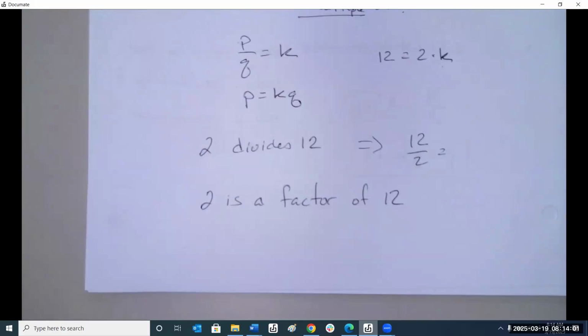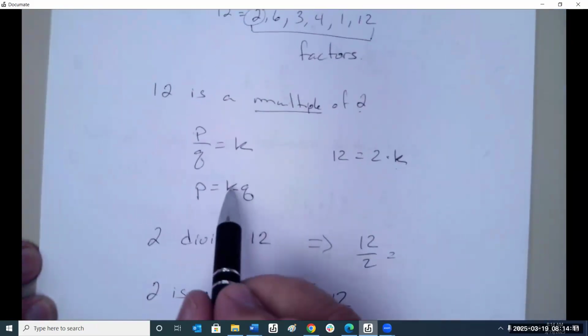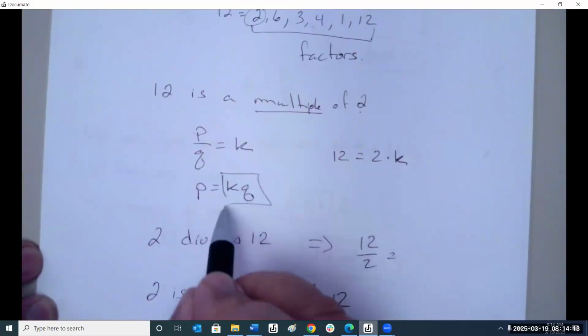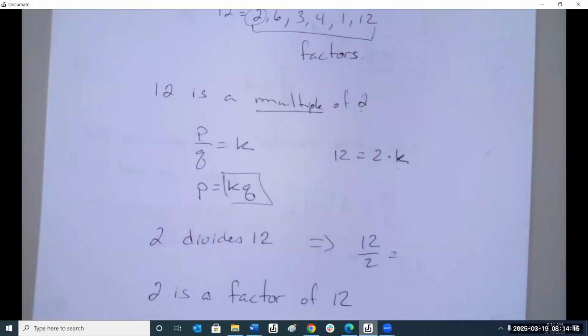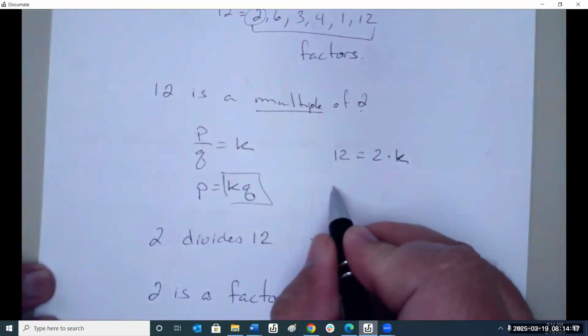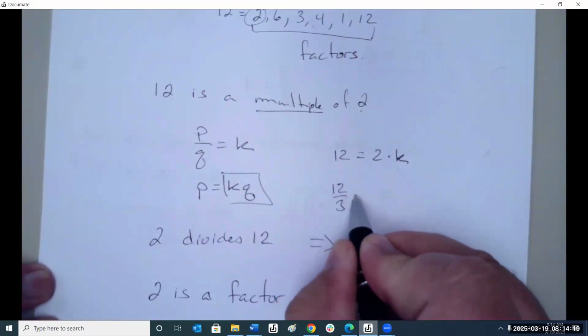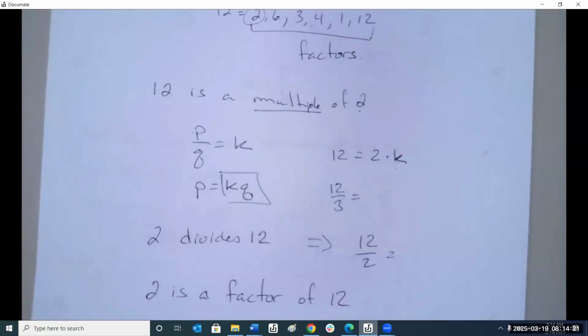And we talked about division last class, or the week before. When we divide two numbers, so if I had 12 divided by 3, what does that equal?